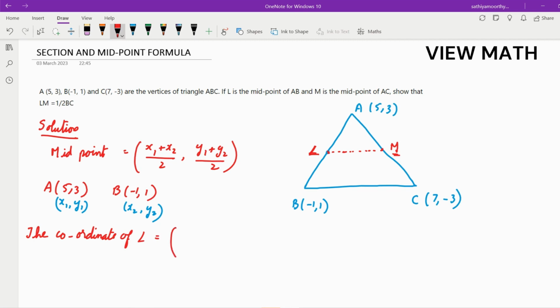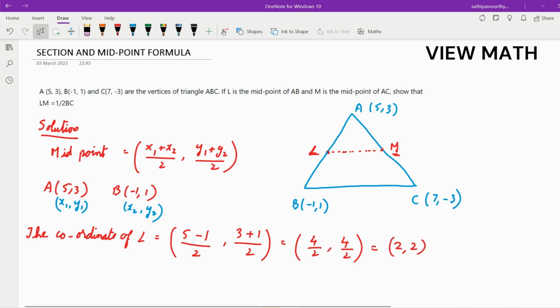equal to, I am going to substitute the midpoint formula, x1 plus x2 by 2. So it is 5 plus x2, x2 is minus 1 by 2, y1 is 3 plus y2 is 1 by 2. So this is equal to 5 minus 1 is 4 by 2 and this is again 4 by 2. So if I cancel I get 2, 2. This is the coordinate of L.